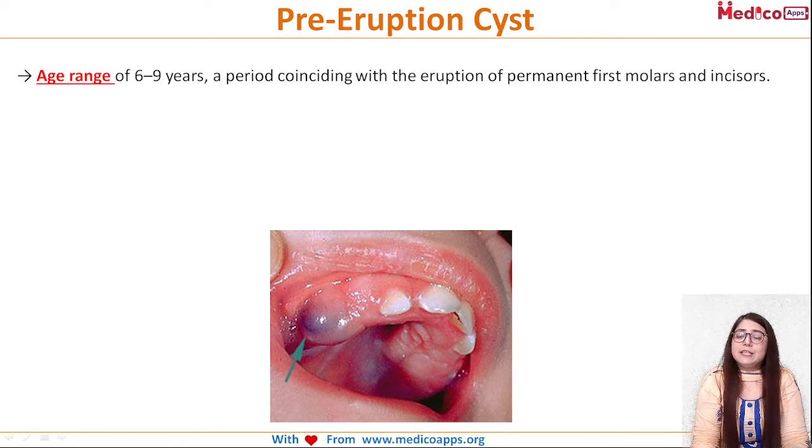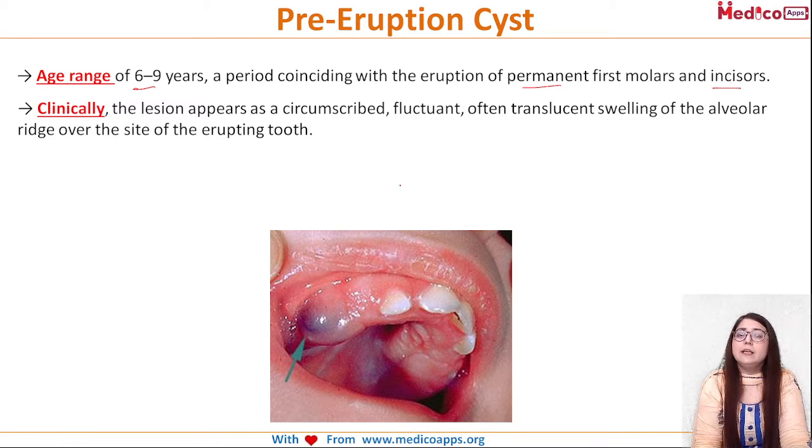So the age range is 6 to 9 years. That's why I said to pay attention to the age group in the question. It is a period coinciding with the eruption of the permanent first molar and incisor. Now clinically the lesion appears circumscribed. You can see the circumscribed lesion. It is a fluctuant, often translucent swelling of the alveolar ridge over the site of the erupting tooth.